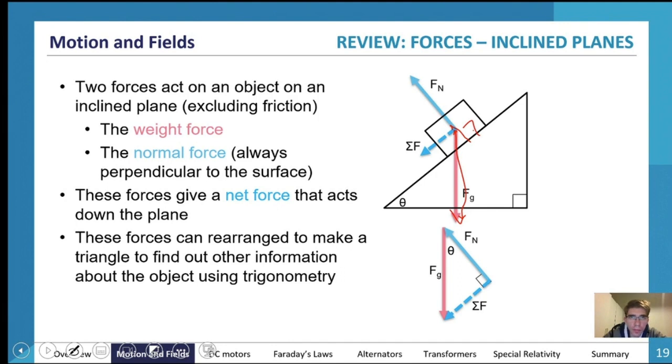For an inclined plane, drawing the net force with a dashed line will essentially be a dashed line going downwards following the slope of the inclined plane.